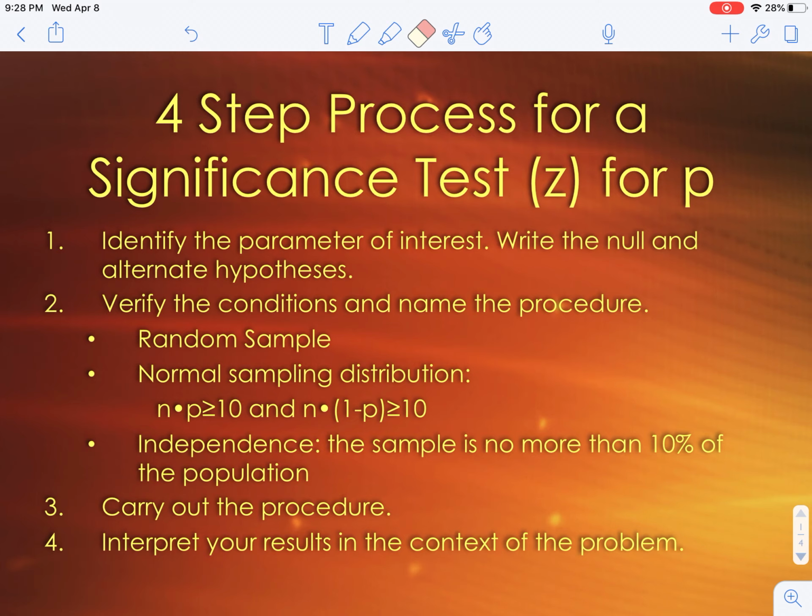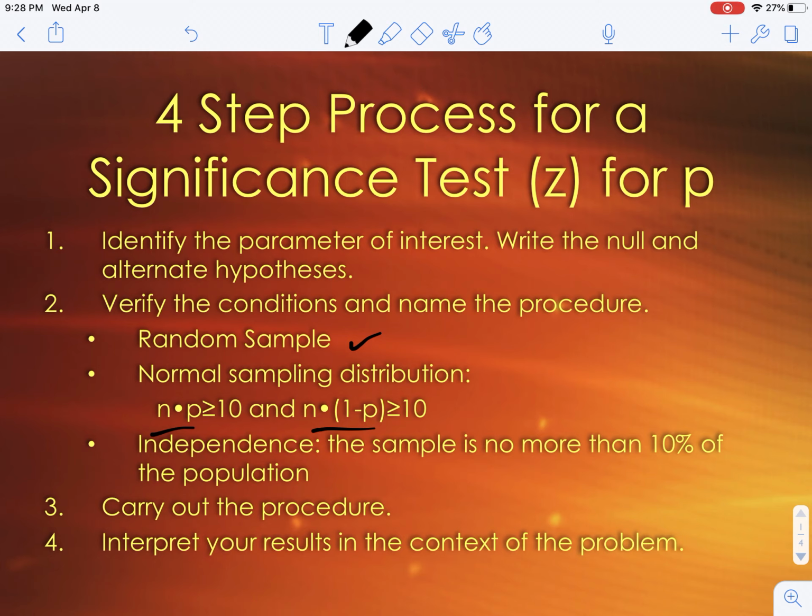So as usual, we need our random sample condition. We also need a normal sampling distribution. You test that by checking n times p and n times 1 minus p, both needing to be greater than or equal to 10. And then there's another condition about independence. So you do need to assume that you have independent sampling.